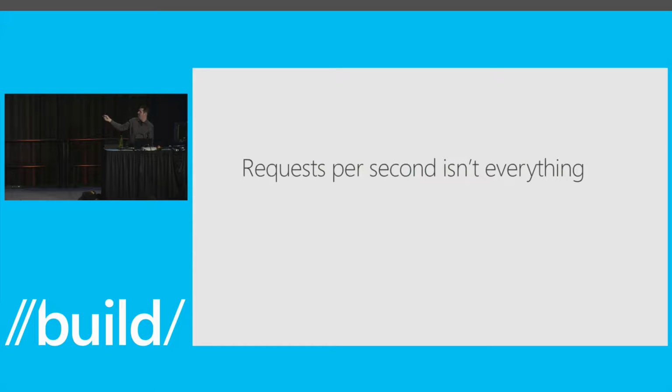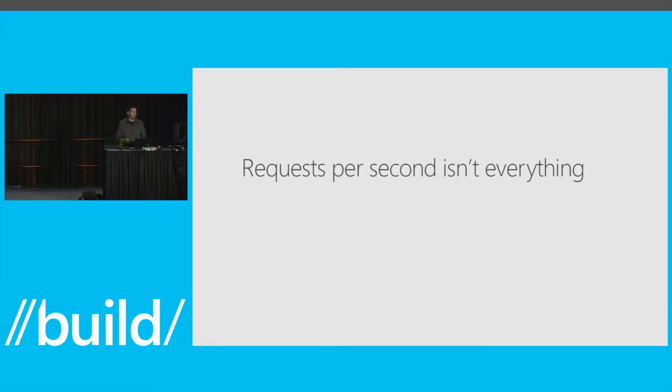I have here a statement on the screen: requests per second isn't everything. Now, why do I say this? A lot of people are under the mindset that when you talk about performance in a web application, you're talking about throughput. Throughput is king. Throughput is all that matters. And there is some truth to the fact that throughput is an important metric. You don't want your application to suddenly fall down in the face of a burst of workload. But at the same time, just thinking about throughput is kind of missing the bigger picture as far as performance goes.